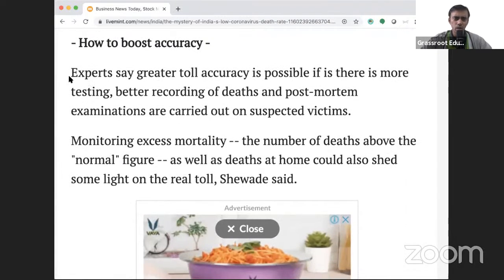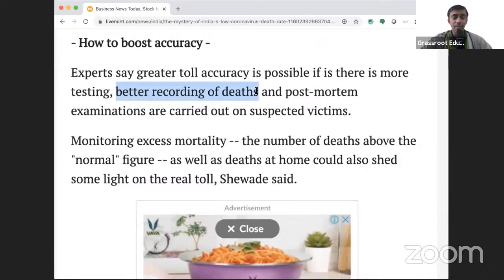Next, couple more. Experts say, repeat, greater toll accuracy is possible if there is more testing. If there is more testing. So whenever you put if, you know that there is a condition coming in. So your voice should show that there is a condition. If there is more testing.